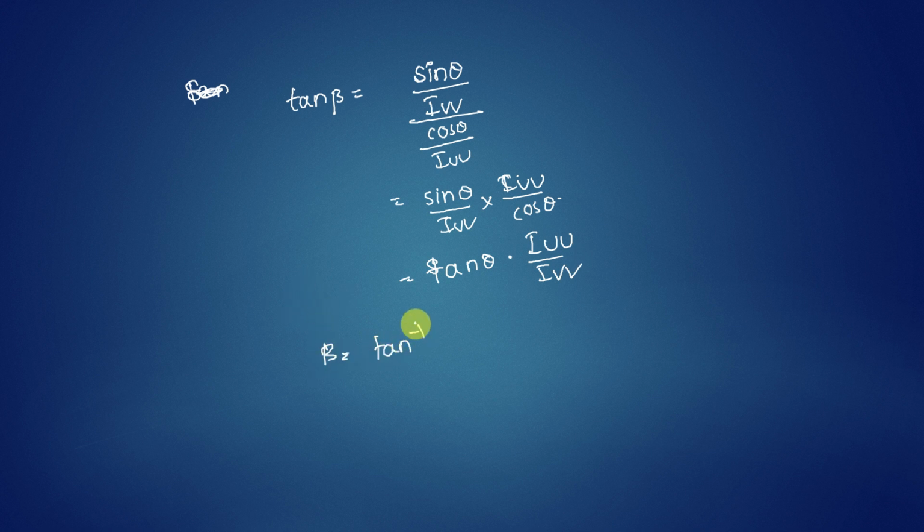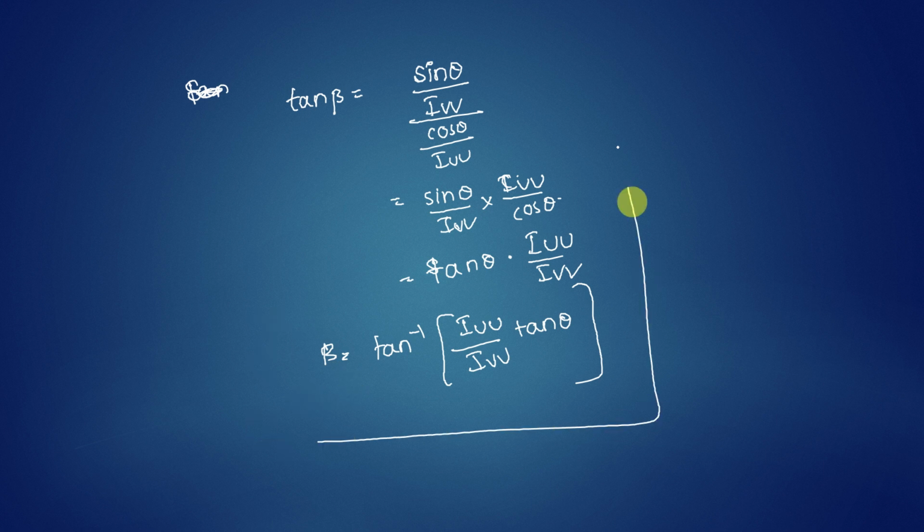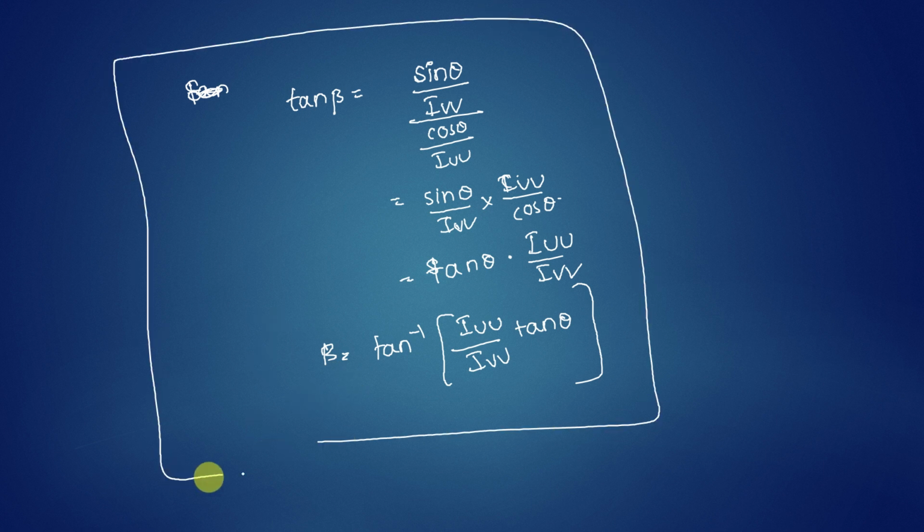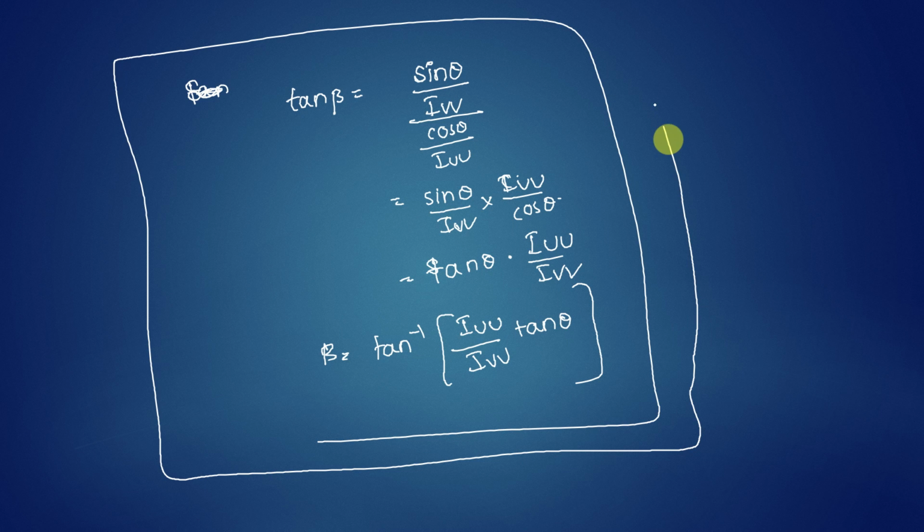Now beta is equal to tan inverse. Due to the problem with the pen, I am writing almost similar v v and u u, but if you listen to me, you will understand. Please adjust for that. Tan inverse of I_uu by I_vv into tan theta. So that is beta, the direction of the deflection, the resultant deflection for this unsymmetrical bending. So these are the parameters we have to focus on when we are dealing with the different sections.